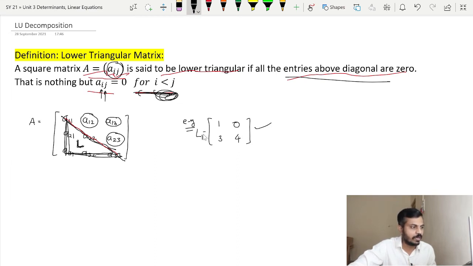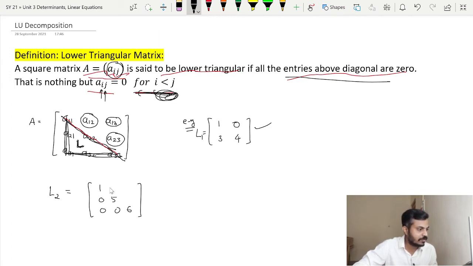A lower triangular matrix. I will denote it by L1. Now let us go for L2. Now a 3 by 3 matrix: 1, 0, 0, 0, 5, 6, 0, 0 and 0. Okay, in order to avoid the confusion, I will write 5, minus 1 and 7. Again, this is also an example of a lower triangular matrix.